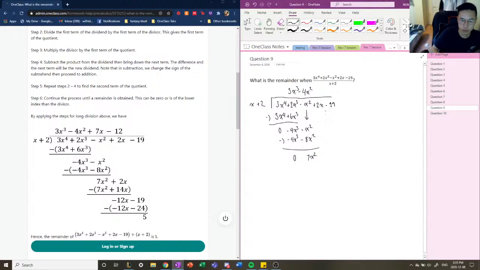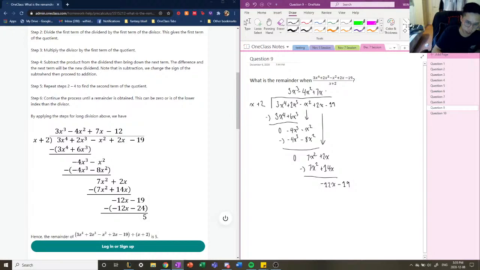All right, next, we move down to our next term, plus 2x. So how do we get rid of this? We can multiply it by 7x. All right, so if we do that, we get 7x^2 + 14x. Subtract, we get, oh, that line was bad. We get -12x - 19.